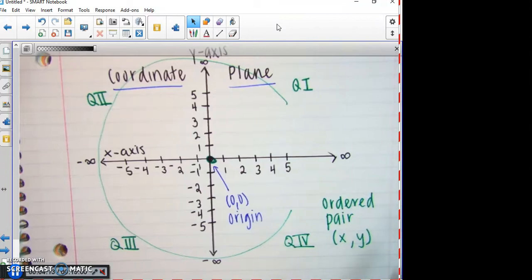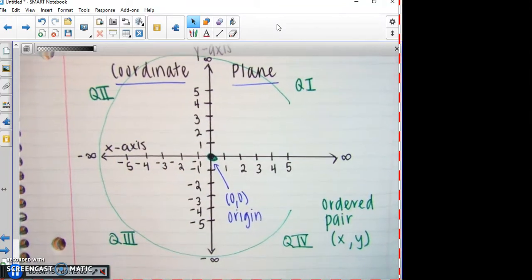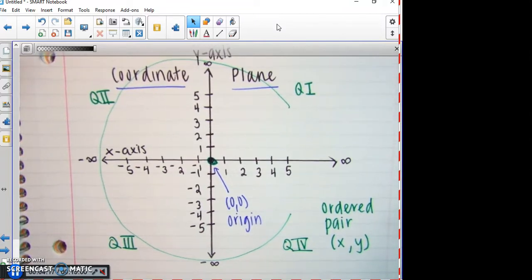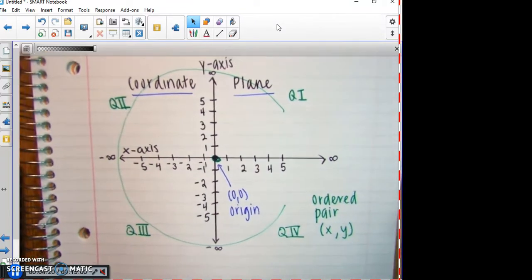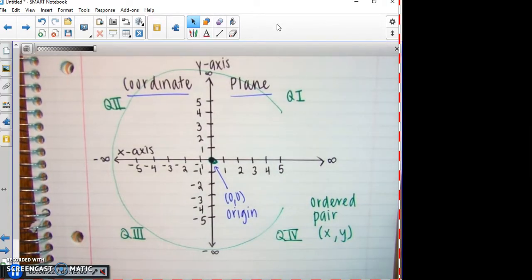All right, so this is an ordered pair. This is a coordinate plane. One word you're going to hear us use pretty often is coordinates. So what exactly do I mean when I say coordinates? This is what I mean.